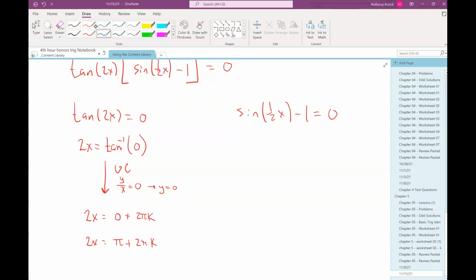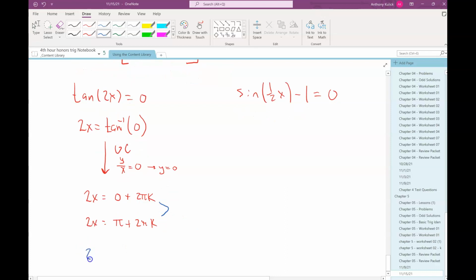And notice here that these answers I can combine together. The first set is 0, 2, 4, 6, 8. The second set is 1, 3, 5, 7. So I'm actually going to do that, as it makes the rest of this problem quite a bit shorter if I combine these together. I forgot to say k is an integer. That's just sloppy, Mr. Kulik.